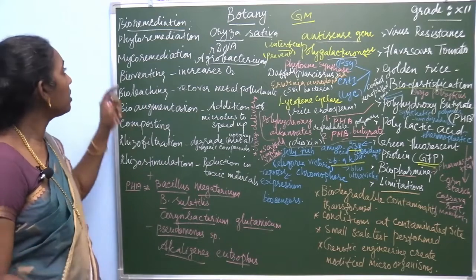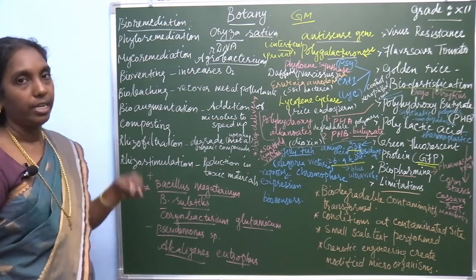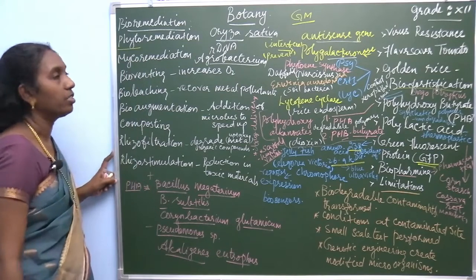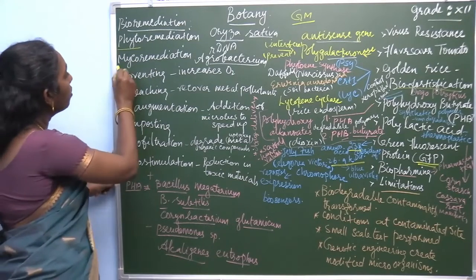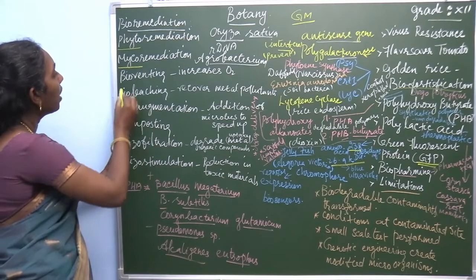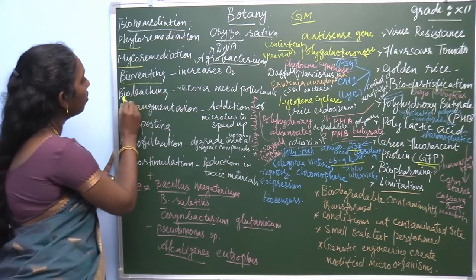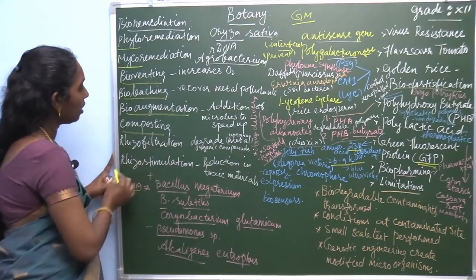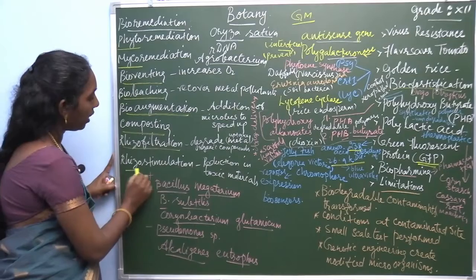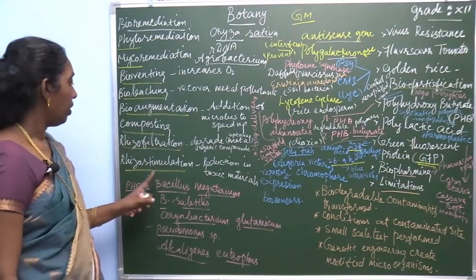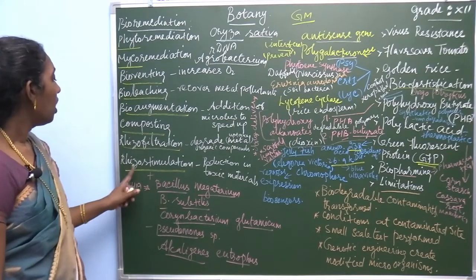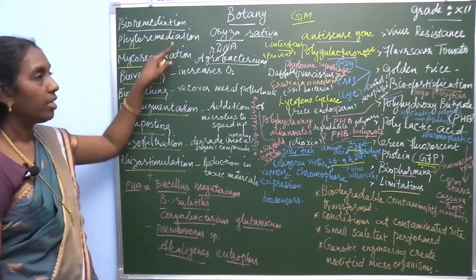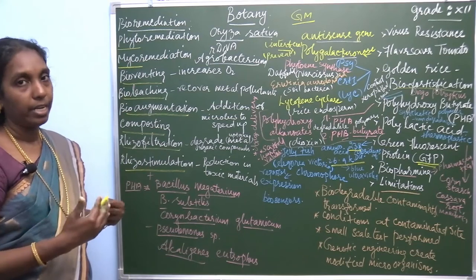What are the examples? First example is phytoremediation, then mycoremediation, bioventing, bioleaching, bioaugmentation, composting, rhizofiltration and rhizostimulation. So, bioremediation, biological remediation.